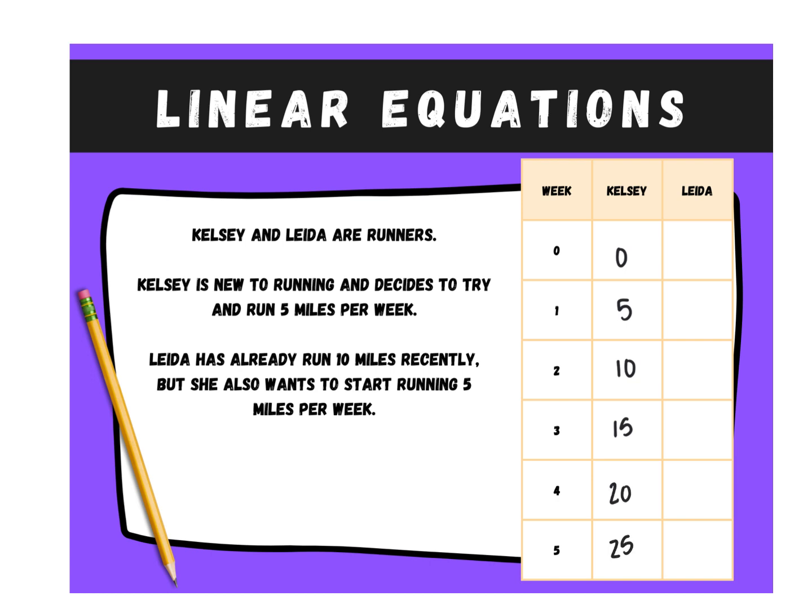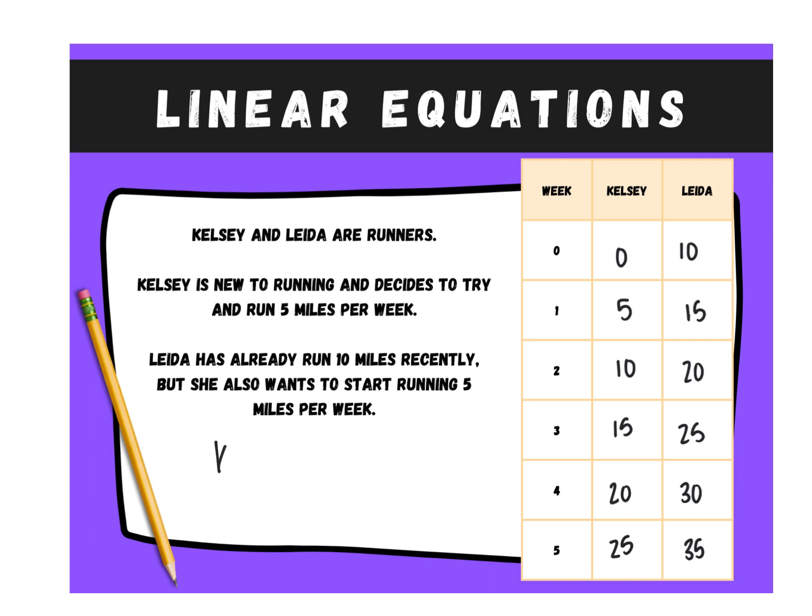Leida, it says, has already run 10 miles recently. So at week 0, she's already got 10 miles under her belt. But then she also wants to start running 5 miles per week. So at week 1, she's got 15 miles. At week 2, she's going to have 20 miles, 25, 30, and 35. Now the difference between these two is that Kelsey doesn't start with any miles.